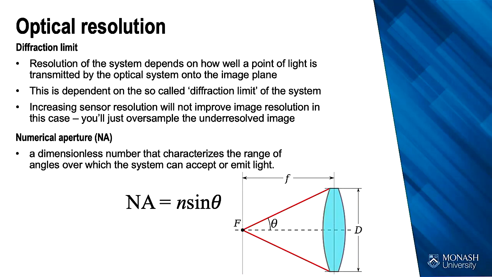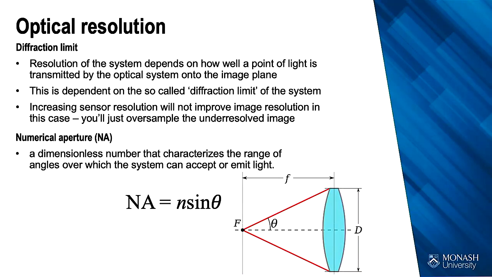And the diffraction limit, or the point spread function, is determined by the numerical aperture. This is a dimensionless number that characterizes the range of angles over which the system can accept or emit light. If you look at that image there, you can see that angle. So if you have a very powerful lens, a very large lens, that's usually a large numerical aperture. If D is very large, you have a large numerical aperture.